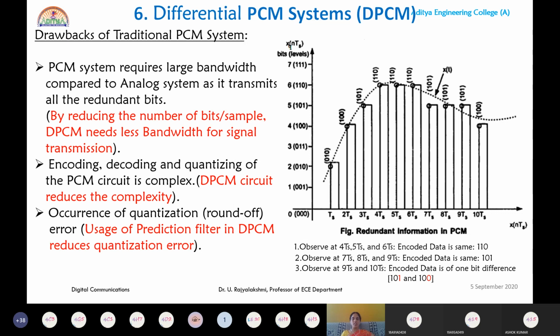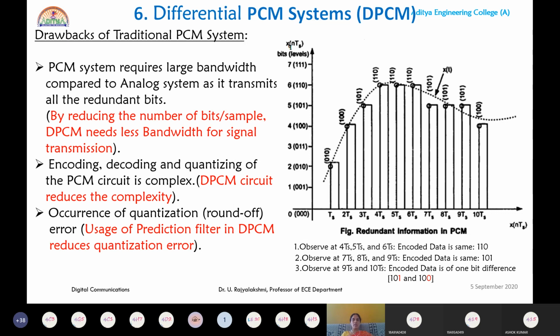Thereby the value of n will reduce, so our signaling rate will reduce because r equals n times fs. So as and when the signaling rate reduces, what happens to the bandwidth? It also reduces because bandwidth is r by 2. So what is the second drawback? The circuit of PCM is complex, so we can overcome the problem by using the DPCM circuit. We can reduce the complexity by using the DPCM circuit.